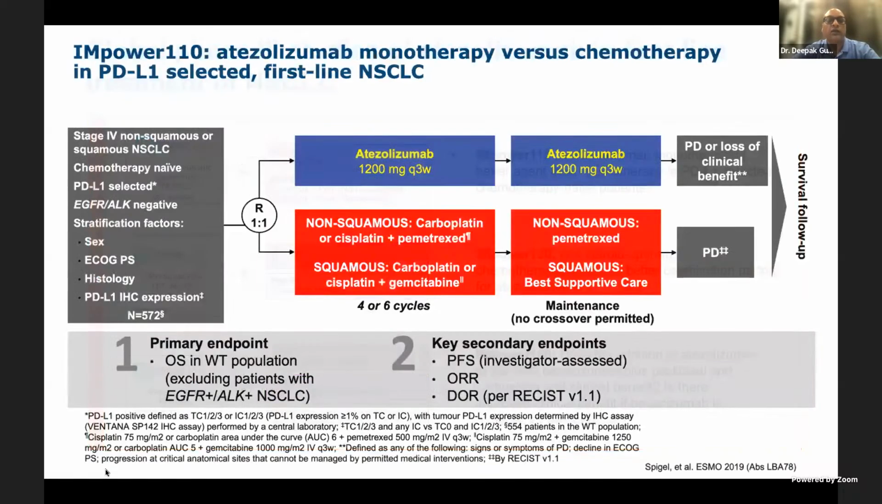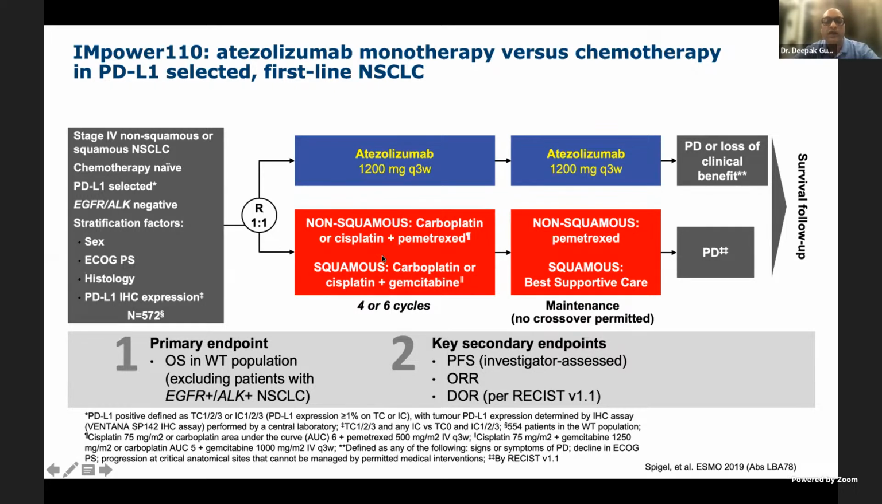So this is the IMpower 1110 design, in which stage 4 non-squamous or squamous patients were both included, chemotherapy-naive, PD-L1 selected, more than 1%, more than 5%, or more than 50%. So there were 3 categories. EGFR and ALK should be negative, and stratification factors were gender, performance status, histology, and PD-L1 IHC expression. They were randomized 1:1 to atezolizumab, continued till disease progression or loss of clinical benefit.